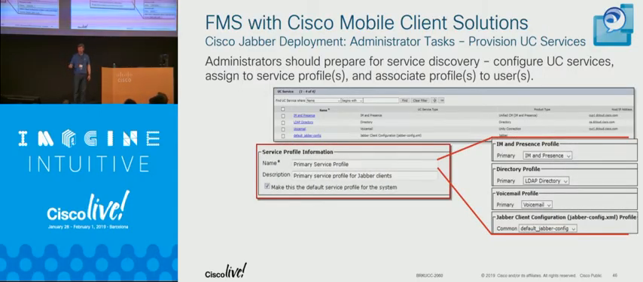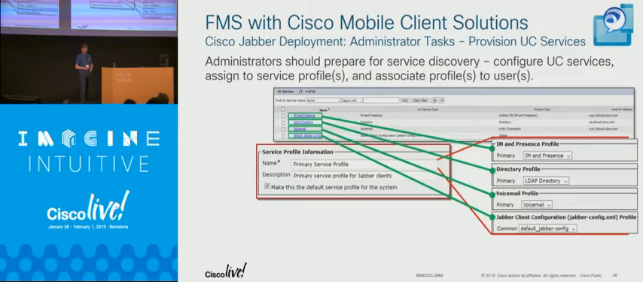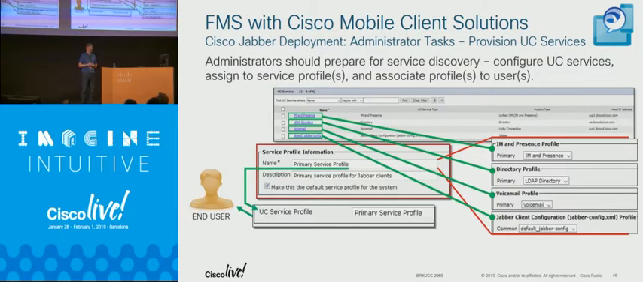So in this particular case, I've defined IM and presence, an LDAP directory, a voicemail service, and a default Jabber config file, which provides additional information to Jabber. All of those services are going to be assigned to a service profile. And that service profile is a collection, as you can see here, of those various services that I'm going to assign. And then I take that service profile and assign it to my user.